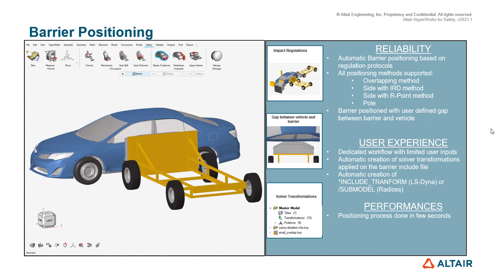So in reliability, you can say automatic barrier positioning is based on the regulation or protocol. So barrier will be automatically positioned as per the regulation or the protocol. And different methods of positioning are available within HyperWorks. It includes overlapping method, side with IRD method, side with R point method, and pole impact. Also, there is option for user to define the gap between the barrier and the vehicle.